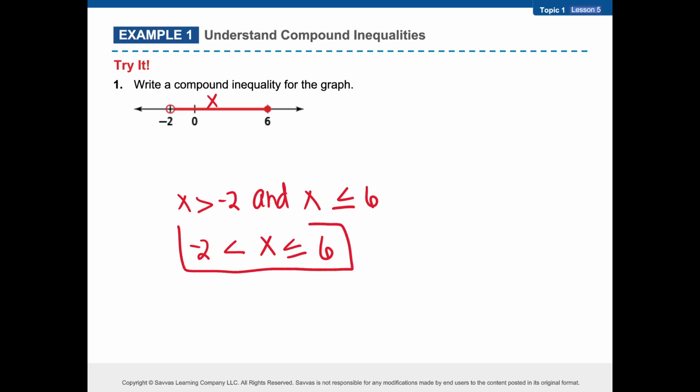Whenever you write it the special way for and, the variable is always in the middle, smaller number is always on the left, bigger number is always on the right, and the inequalities are always facing the left when you write it in this special format.